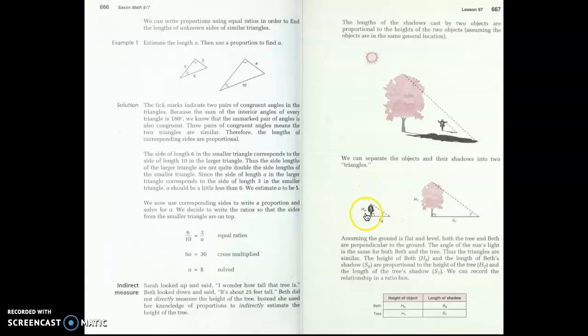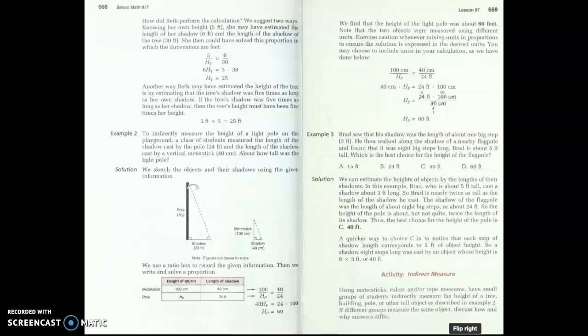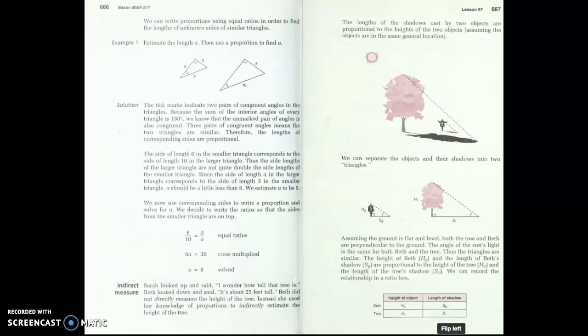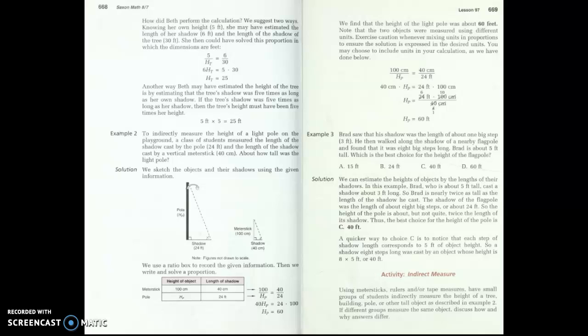So now here we go. We have height of Beth and we have shadow of Beth. As long as we have these pieces of information, then we can set up a proportion to solve for the unknown. So let's go ahead and fill in what we do know. Let's figure out how Beth solved this calculation.